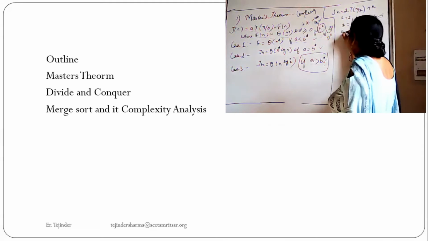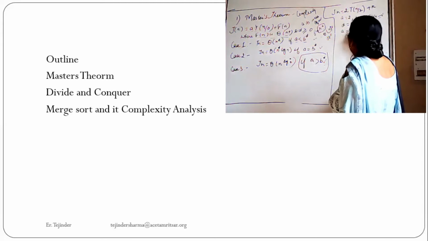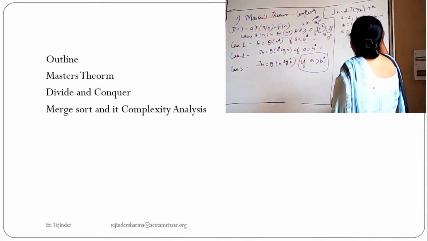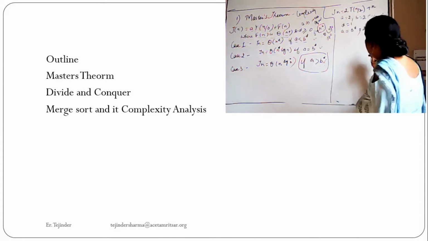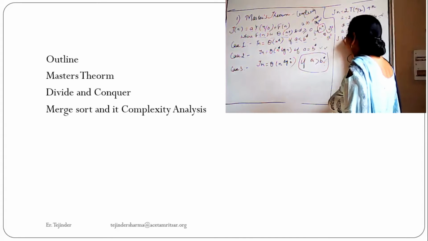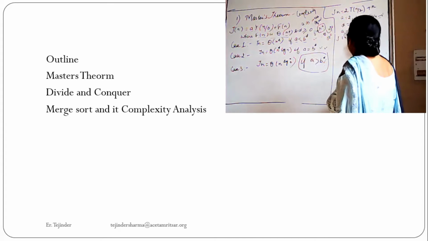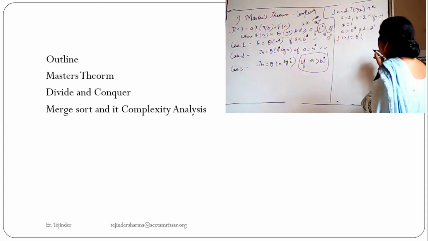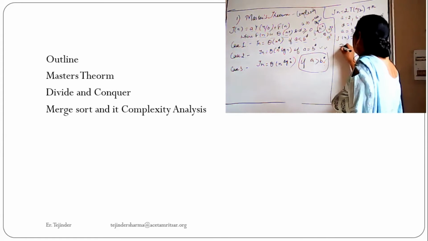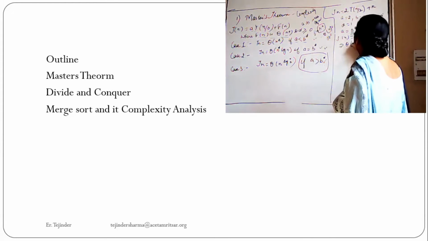Now you see a is equal to b to the power d, that is 2 is equal to 2 to the power 1. So this relation satisfies the second case. So you will write T(n) is equal to theta of n to the power d times log n, with d as 1. So the complexity of the given equation is n log n.